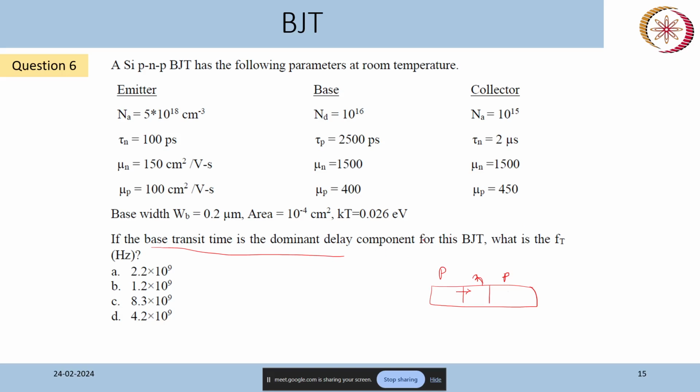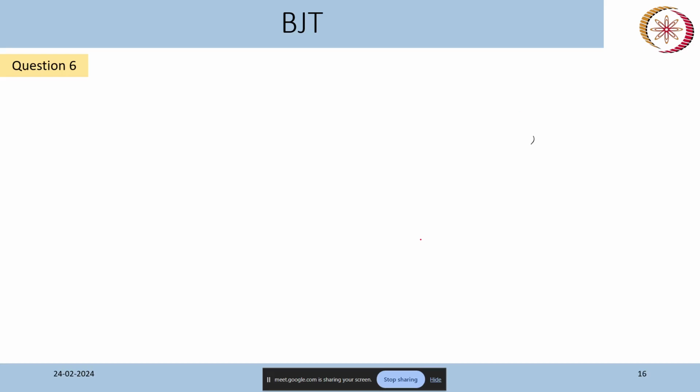So let's go through this question. So first let's calculate the base transit time, the time it is required for the carriers or the charge to move through the neutral base region. Okay, it is the PNP transistor.